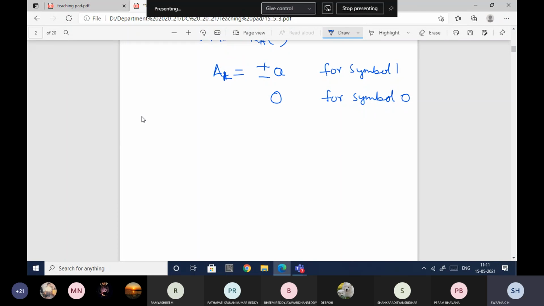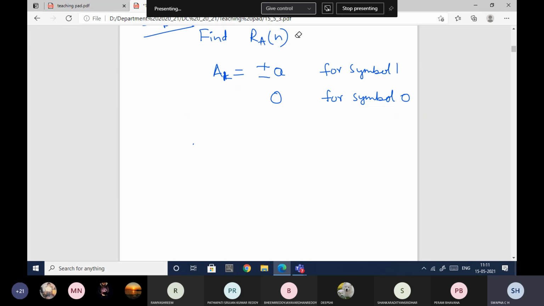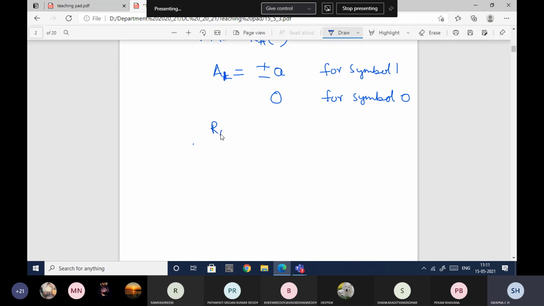Okay, so let us take the case 1, when n is equal to 0. When n is equal to 0, in the sense, we are not shifting it, we are just taking the same waveform. Before this, let me write the equation for RA of n, then we'll go with the case 1. RA of n is represented as summation i is equal to 1 to capital I, AK into AK minus n, I pi. As I've told you, you have to remember this.